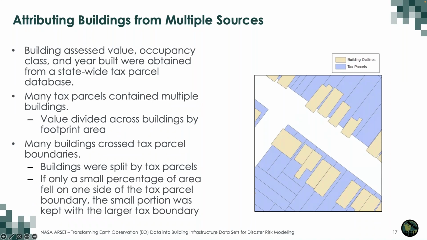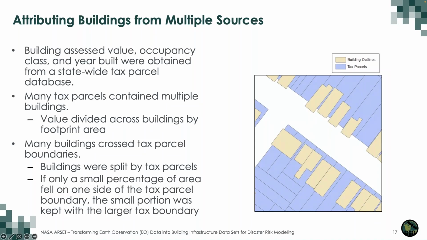Unfortunately, we didn't have complete information on the number of stories, so we couldn't compute volume, because that may have been a slightly better measure of building value, because a 7-story building is obviously worth more than a 1-story building in most cases. But we did use the building area as a way to assign or apportion the value for the tax parcel to the multiple buildings. So that was one issue we had to deal with.